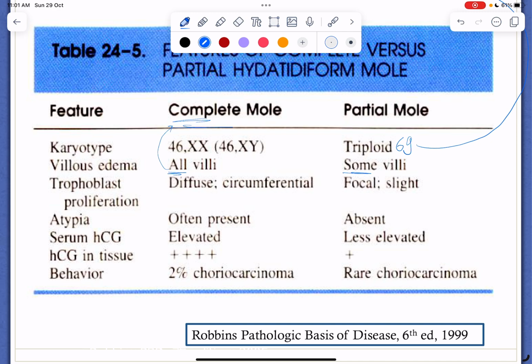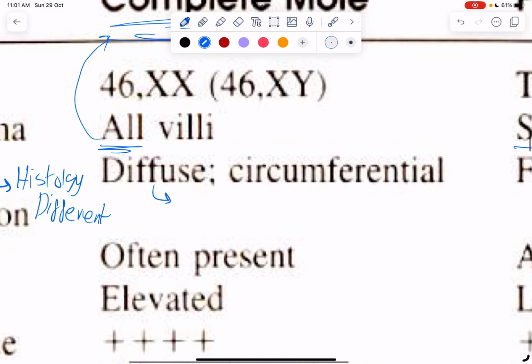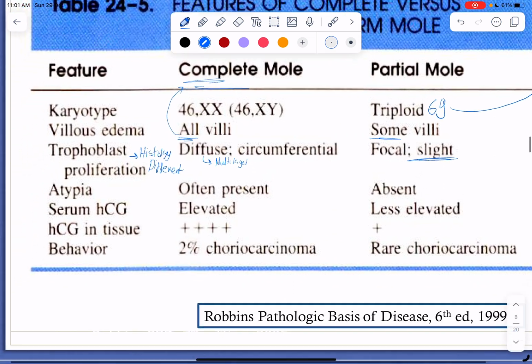Trophoblastic proliferation, this is a histological difference. In complete mole, there is diffuse circumferential trophoblastic proliferation. What does that mean? That means these villi look like a ball lined from outside with trophoblast, with multi-layering all around. Here in partial mole, there is focal or even slight proliferation, meaning some areas have this trophoblastic proliferation and some areas do not.